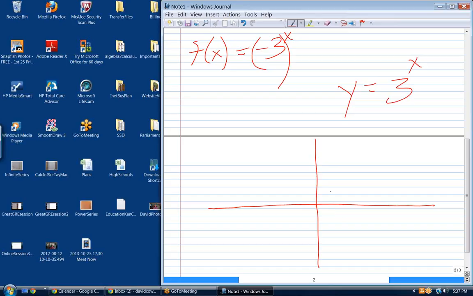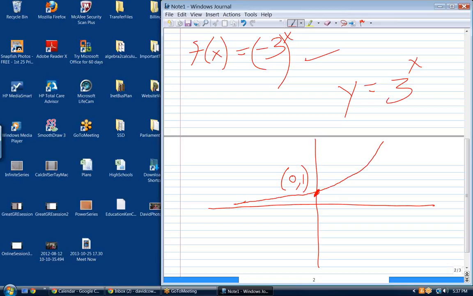What does that look like? What point do all exponential functions go through? They go through 0, 1. And the 3 just determines the shape, kind of. It's really hard to distinguish between 3 to the x and 2 to the x and 10 to the x, because they all go through this point and they all look like this. They're all asymptotic with the x-axis. So the question is, what does this negative 3 do?